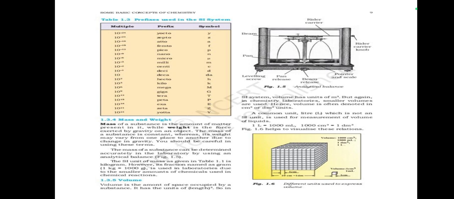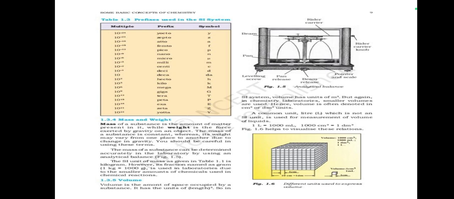The mass of a substance can be determined accurately in the laboratory by using an analytical balance. The SI unit of mass, as given in table 1.1, is kilogram. However, its fraction named gram, where 1 kilogram is equal to 1000 gram, is used in laboratories due to the smaller amounts of chemicals used in chemical reactions.